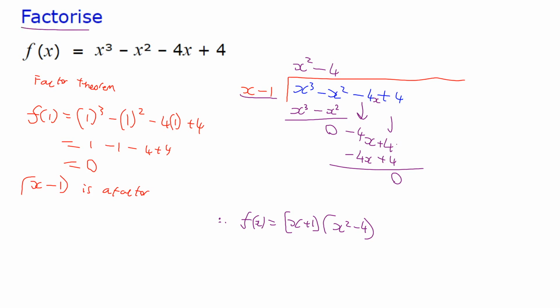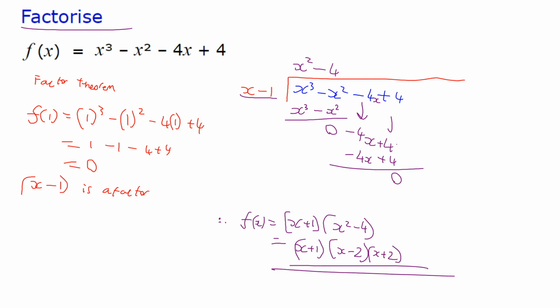But remember, we need to fully factorize it. So that's just going to be x minus 1 times x minus 2 times x plus 2, because it's a difference of 2 squares. And that is our final answer.